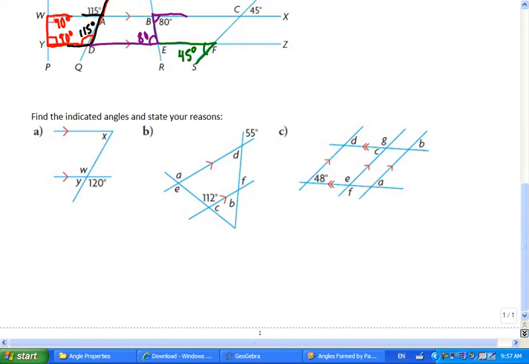Yeah, let's go with W first because that's an easy one to explain right away. So how do you know it's 120 degrees? Vertically opposite, thank you. Now what about Y or X? Which one would you like to find? France, go for it. X is how much? How come?